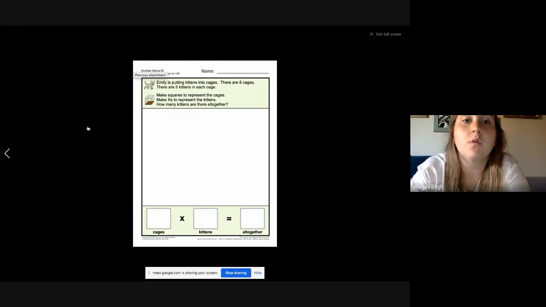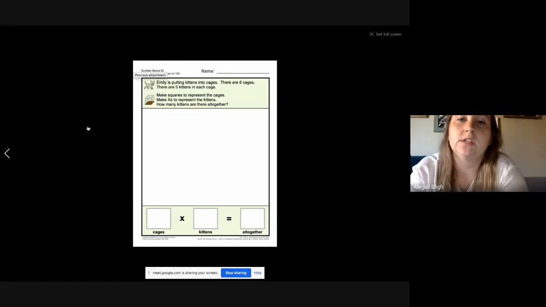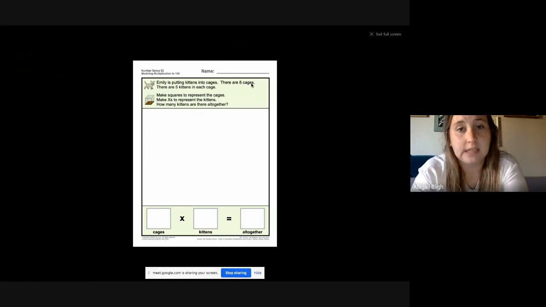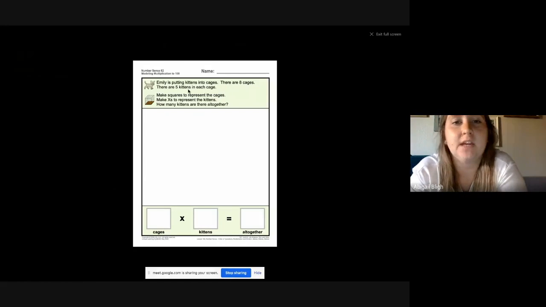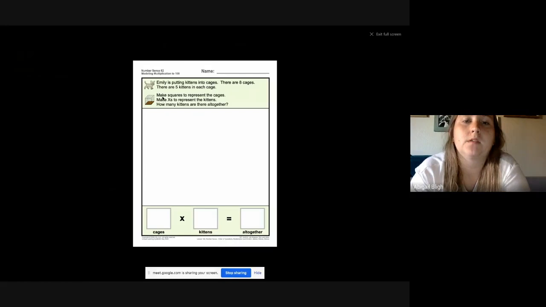Some of you also have multiplication problems. These are also written in a word problem format. So I'm going to do this example with you. It says, Emily is putting kittens into cages. There are 8 cages, and there are 5 kittens in each cage. The directions tell us to make squares to represent the cages, make X's to represent the kittens. How many kittens are there all together?